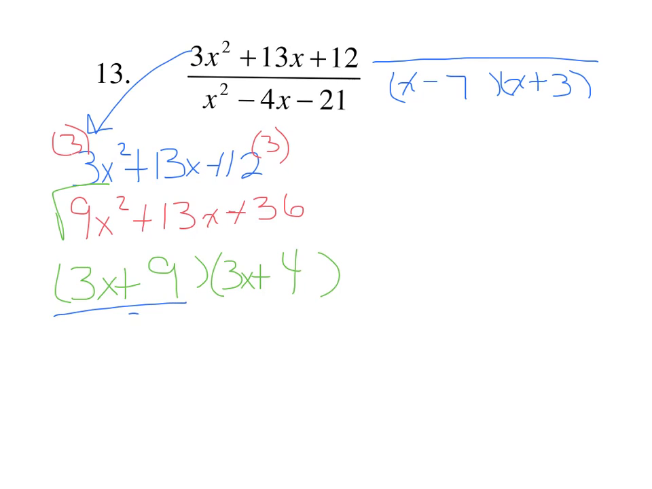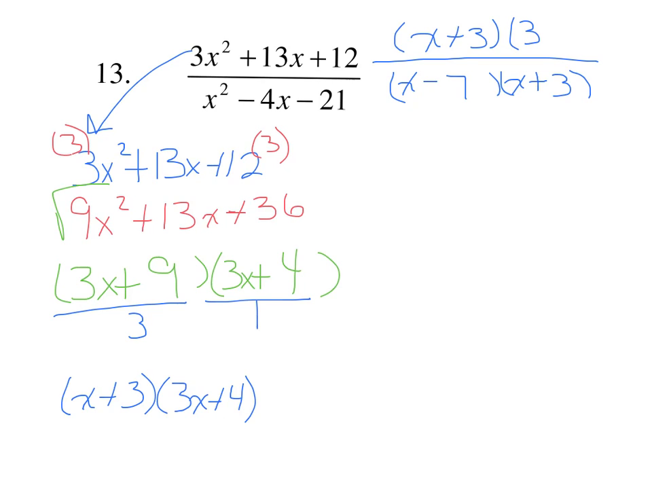And then we divide by the GCF. So that gives us x plus 3 times 3x plus 4, and that's the factors for the numerator, x plus 3 times 3x plus 4. And when we look at this now, all the factors are laid out, we can see that the x plus 3's will cancel. It doesn't matter that they're not right on top of each other. So our final answer is 3x plus 4 over x minus 7.